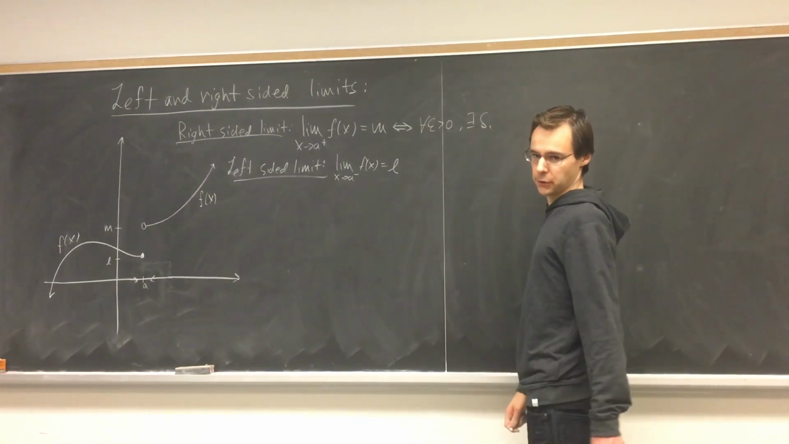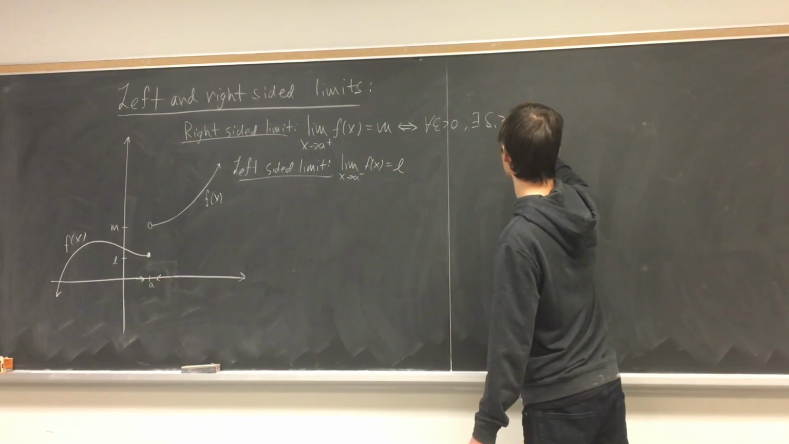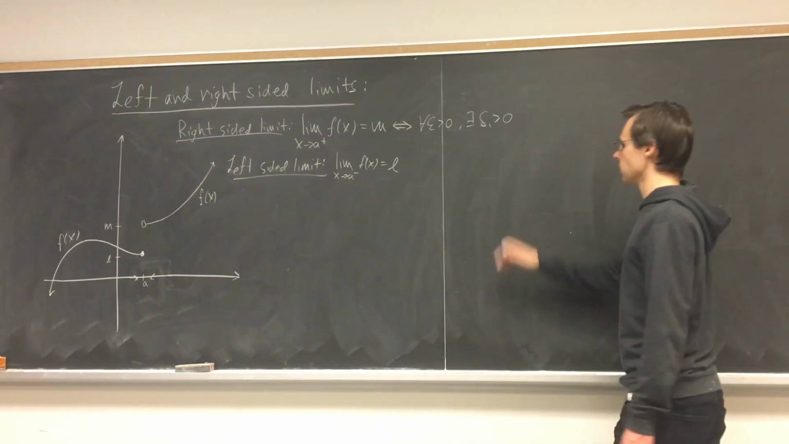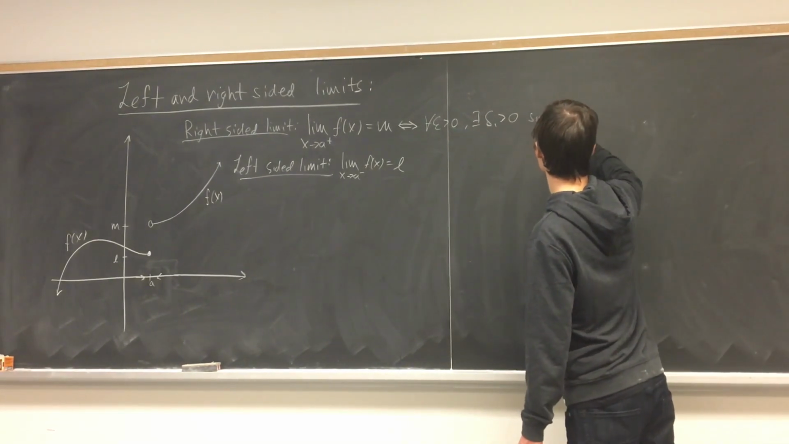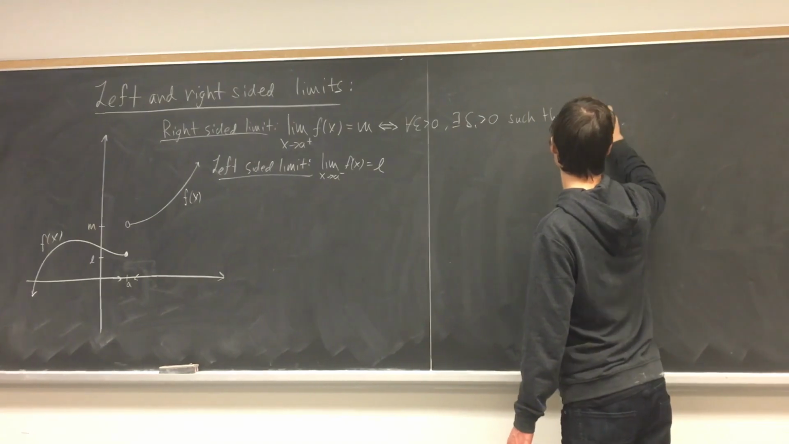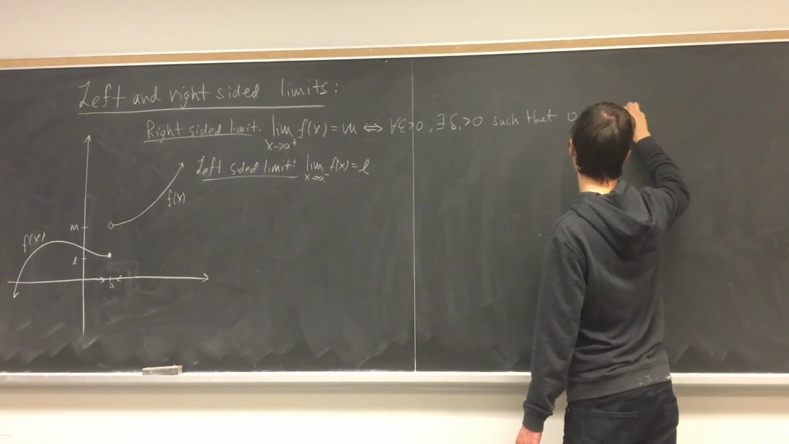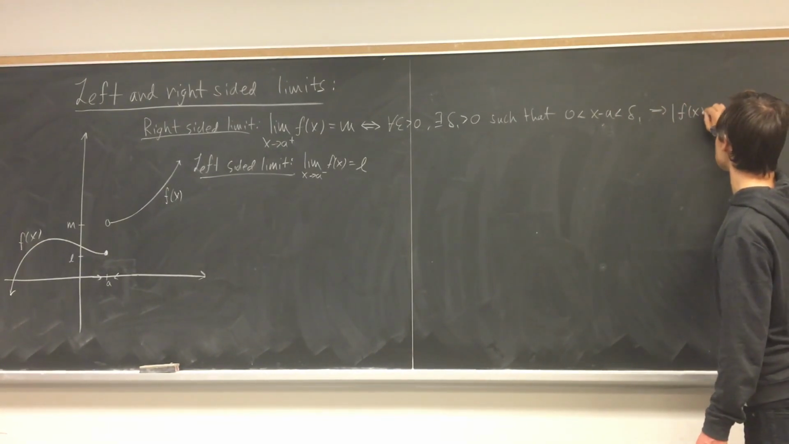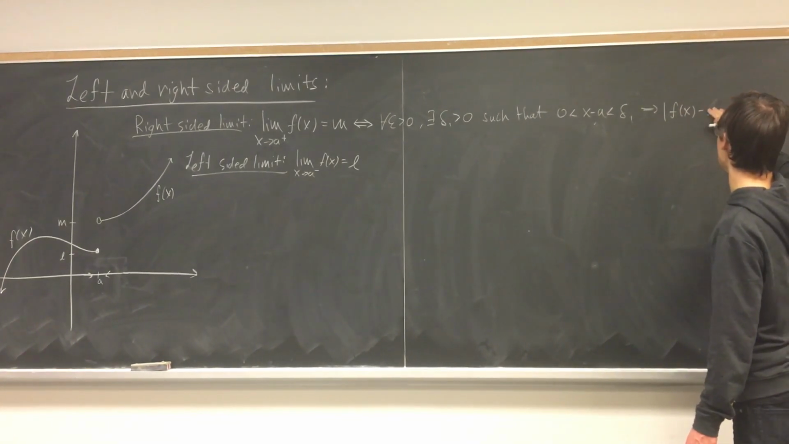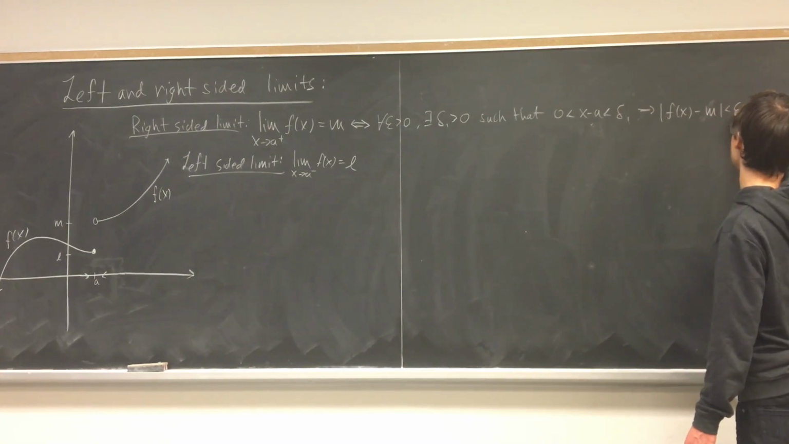Okay, so for all epsilon greater than 0, there exists a delta 1 greater than 0. Okay, delta 2 will come into the picture here. There exists a delta 1 greater than 0, such that 0 less than x minus a less than delta 1 implies absolute value of f of x minus m is less than epsilon.